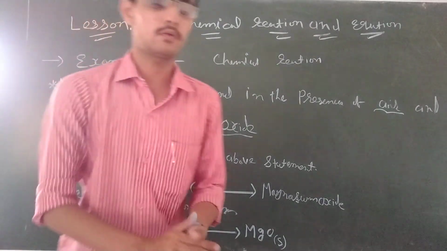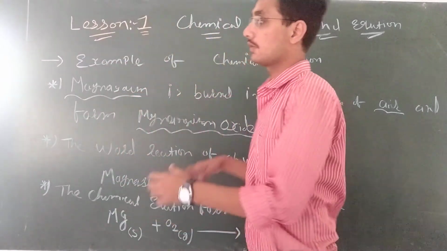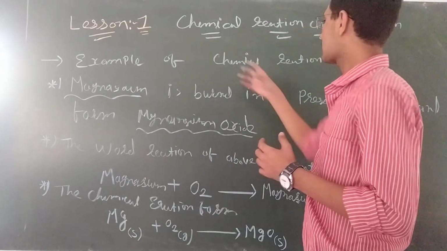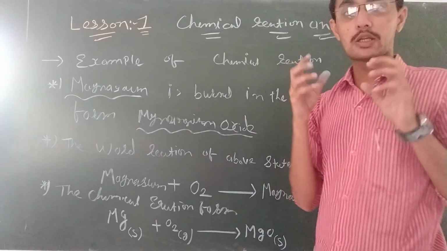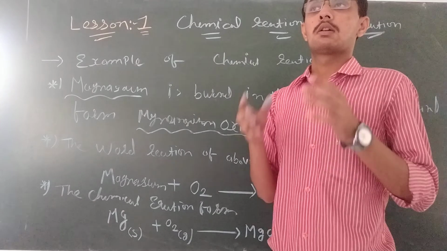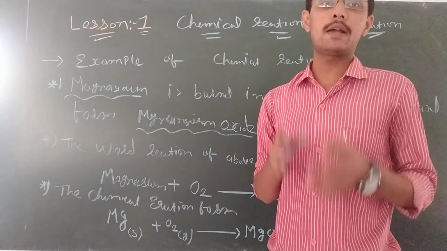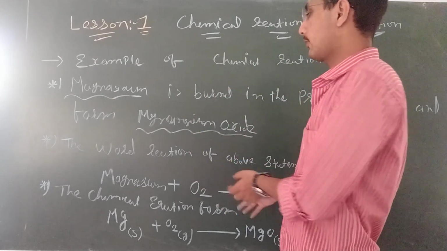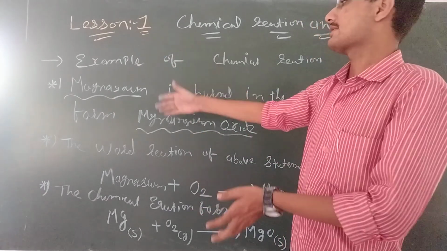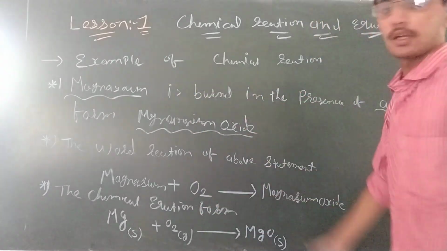So here we have discussed what a chemical equation is, why we need to write a statement in the form of an equation, and an example of one chemical equation.